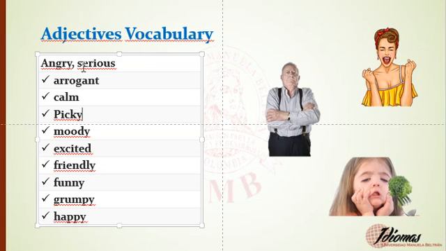Okay, this was about some adjectives. We have more vocabulary for you to practice and learn.